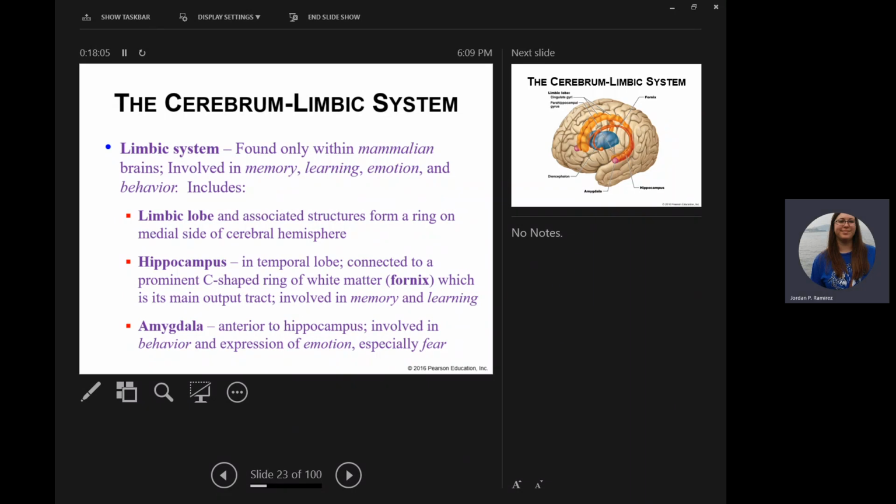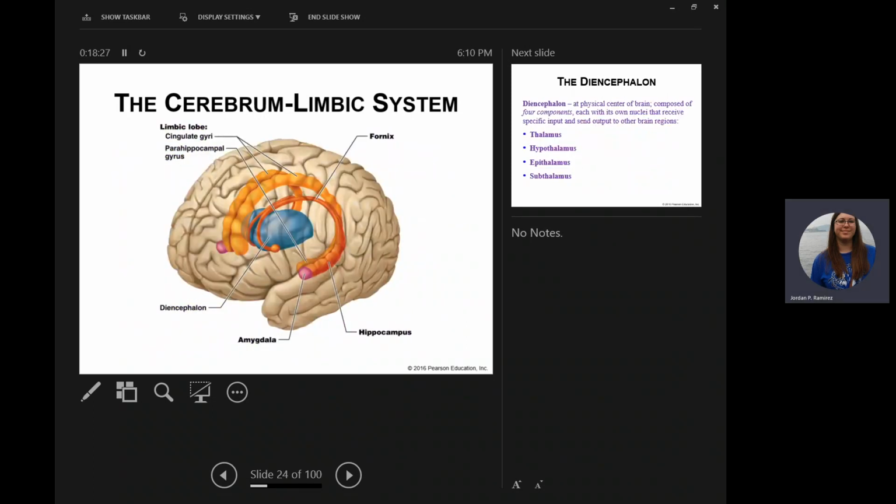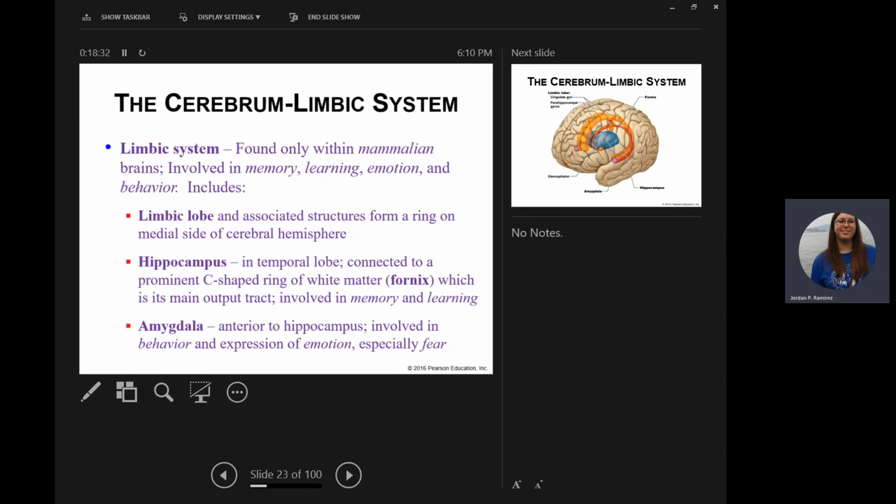The hippocampus is in the temporal lobe and is connected to a prominent C-shaped ring of white matter, which is the fornix, which is also involved in memory and learning. The amygdala is anterior to the hippocampus. We'll see this in just a minute. It is also associated with strong emotion. In particular, it's associated with fear. Okay. All right, so just showing you the anatomy of that. Okay. So typically, when you think limbic system, you're thinking emotion. Usually what you associate with that.